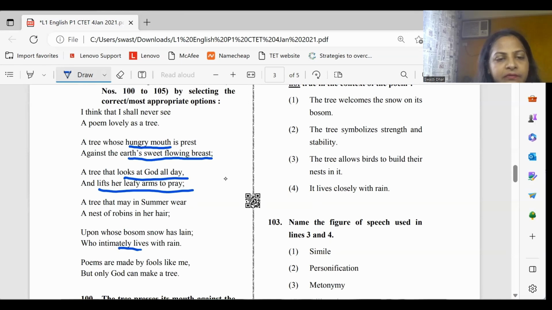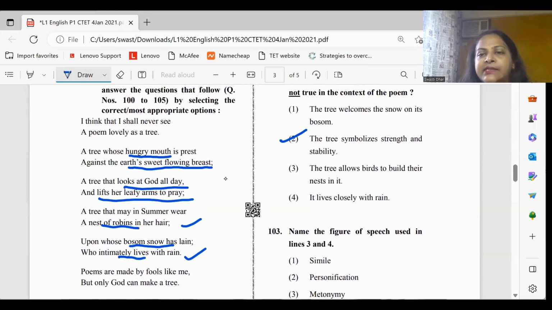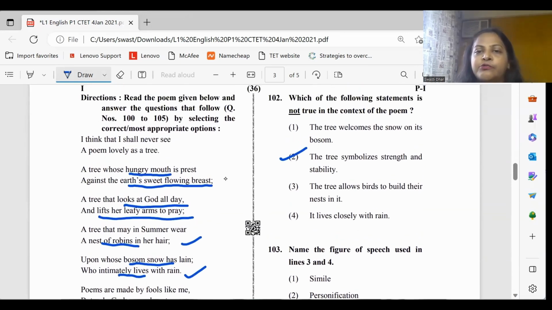Intimately lives with the rain. We have got this nest of robins, so it plays with the birds. And snow, whose bosom snow has lain. So only this is not mentioned. The tree symbolizes strength and stability. So not true has been asked. Please remember, these are the areas where students end up losing marks.